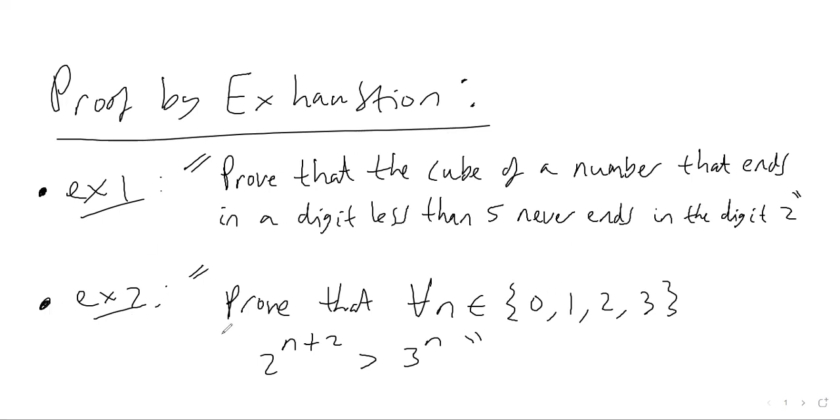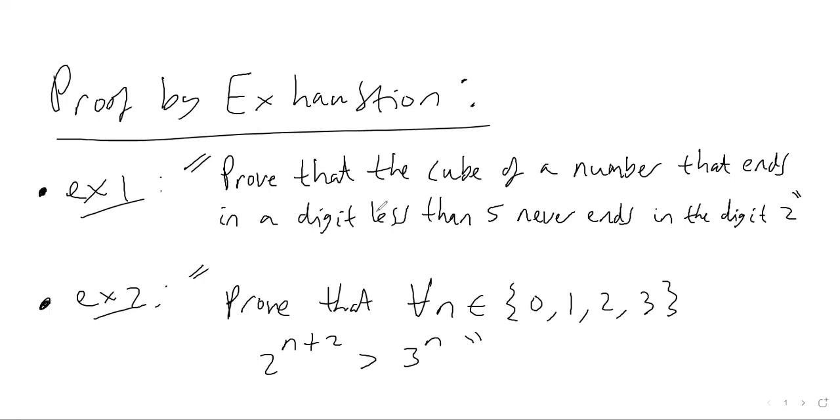And the same thing with this second example. Prove that for all values of n, that could be 0, 1, 2, or 3, 2 to the power of n plus 2 is bigger than 3 to the power of n. So again, we're going to have to substitute in n equals 0 into this and check if it's true. Substitute n equals 1, check if it's true. Substitute n equals 2, check if it's true. And substitute 3 into this formula, check if it's true.